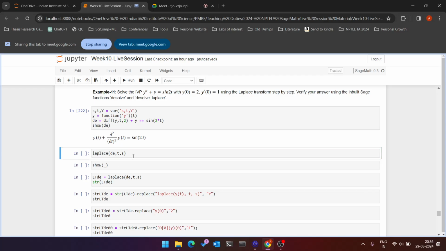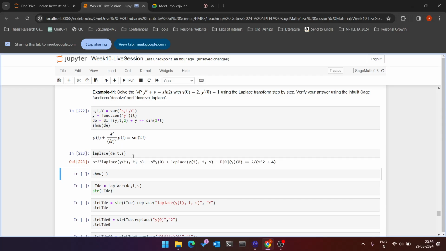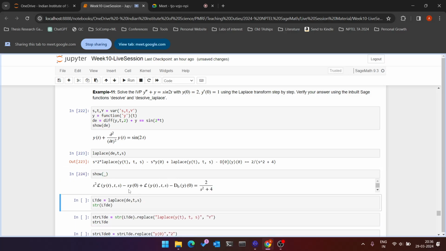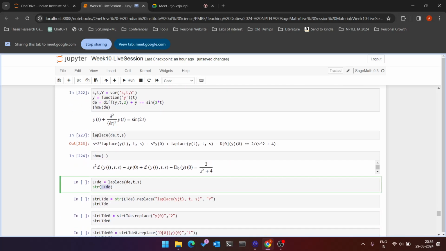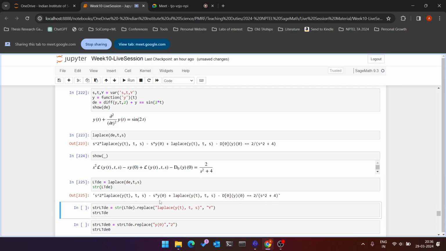Next, I take the Laplace transform of this differential equation. So s squared Laplace of y of t minus s into y of 0 minus y dash of 0 and so on. If I just print this equation, this is how it looks. Next, I write LTD as my Laplace transform of the differential equation and write it down as a string. This is how it looks.